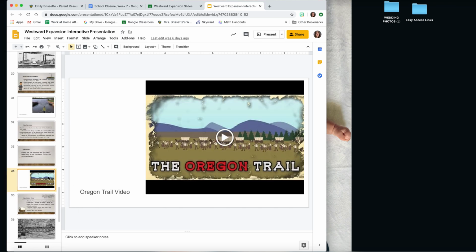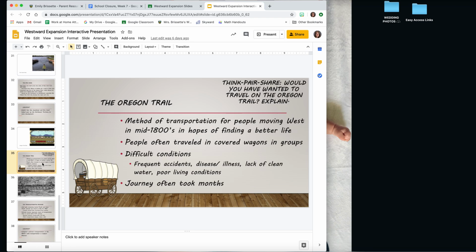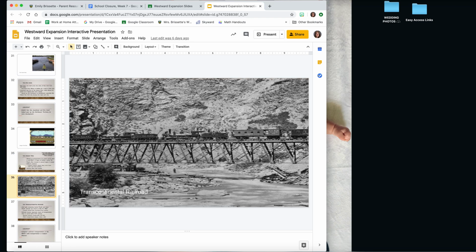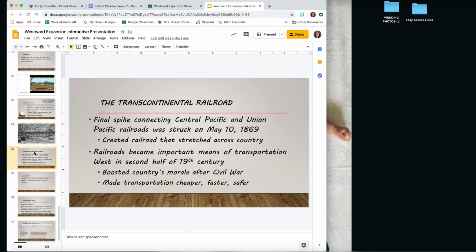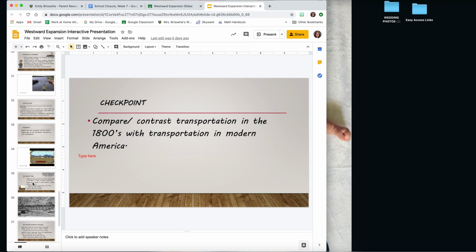On slide 34, you're going to watch a video about the Oregon Trail, which we've already read a little bit about, and read one slide. Then we're going to look at the Transcontinental Railroad and read about the Transcontinental Railroad and finish with one question. Compare and contrast the transportation in the 1800s with modern America, which should be no problem.